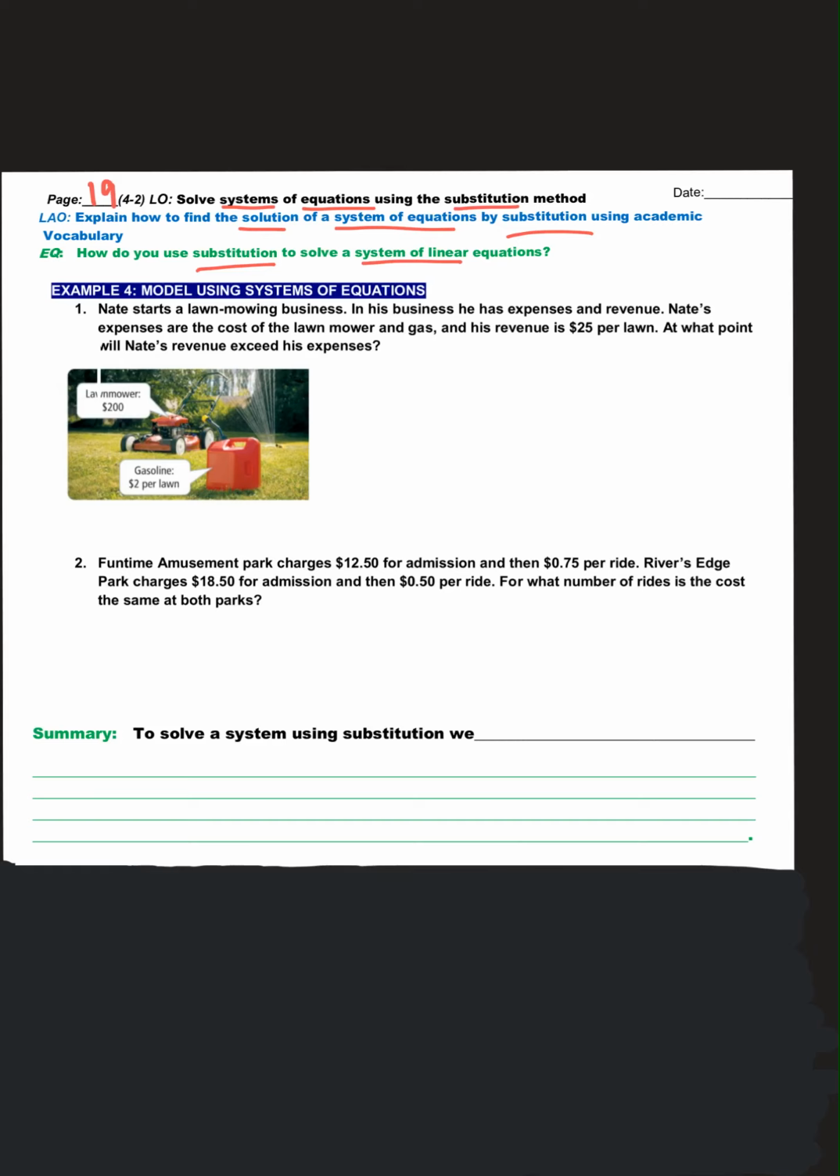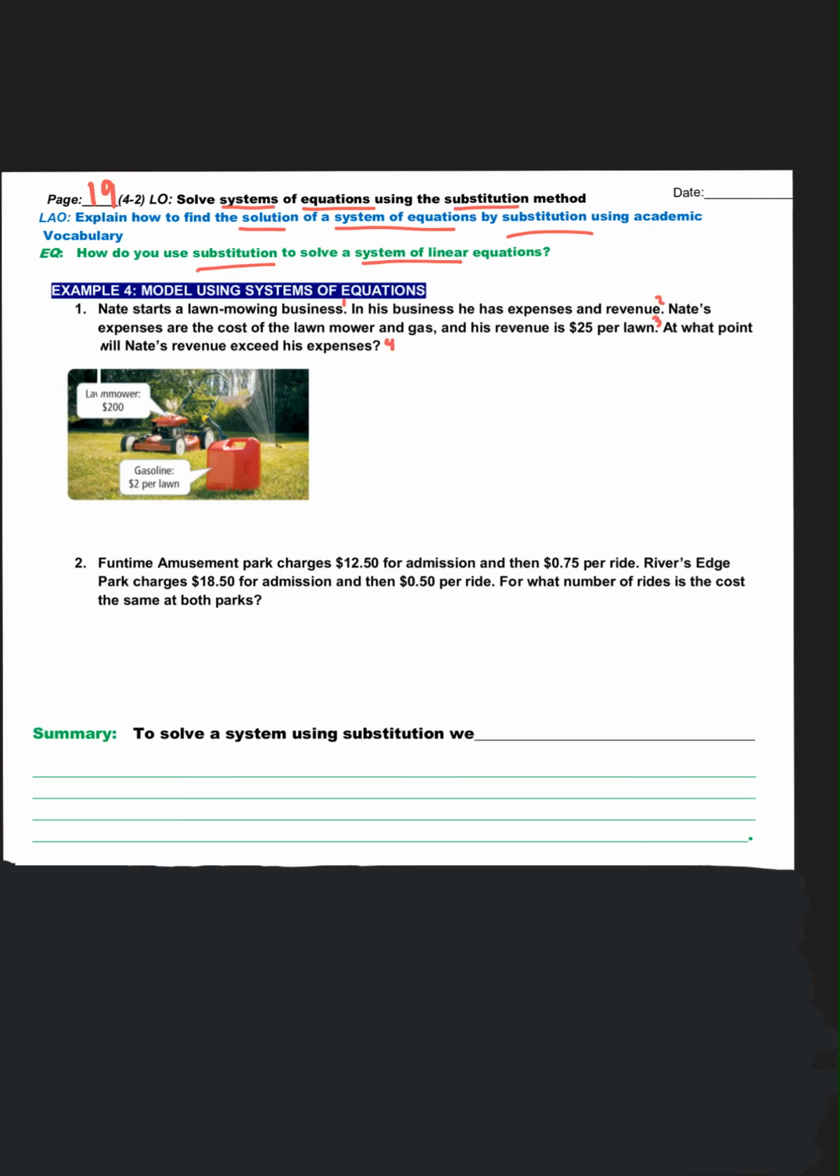Okay, so let's number the sentences. We have that he starts a lawn mowing business in sentence 1. He has expenses and revenue in sentence 2. His expenses are the cost of the lawnmower and the gas, and his revenue is $25 per lawn. That's sentence 3. And at what point will Nate's revenue exceed his expenses?